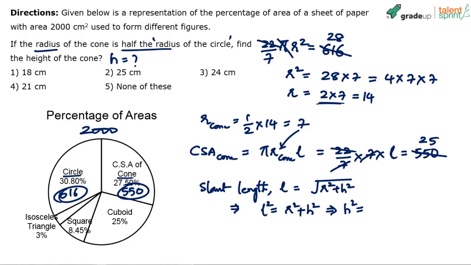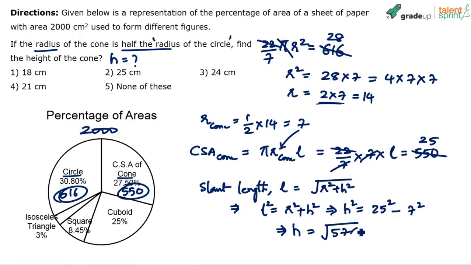What is L square? 25 square. What is R square? R square is 7 squared, right? So 25 square minus 7 square. 625 minus 49. 625 minus 49 is 576. So H square is 576. H will be root of 576.